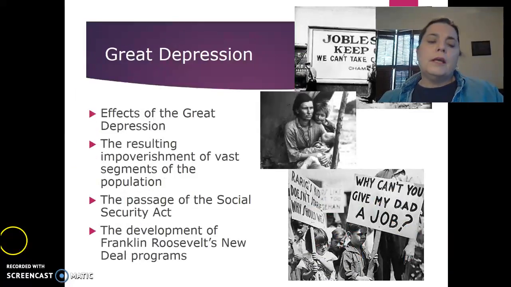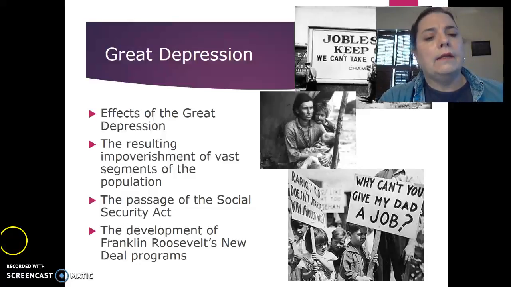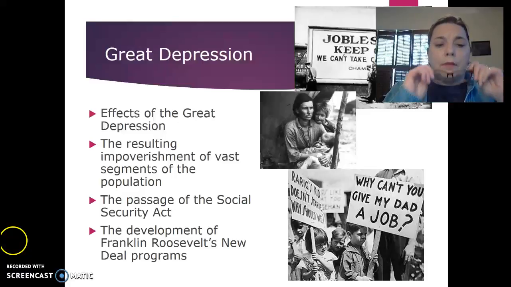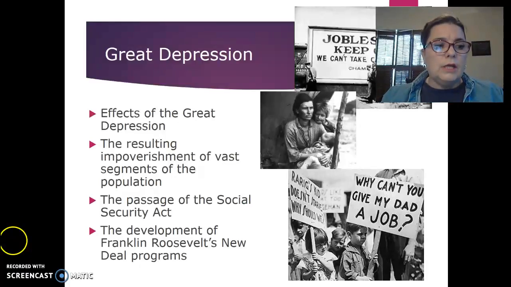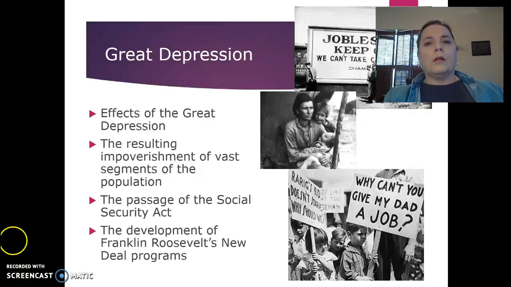Also, the Great Depression and other social movements or social occurrences. The Great Depression was the stock market crash of 1929, and it resulted in the impoverishment of vast segments of the population, which then resulted in the passage of the Social Security Act. So typically when we have a social change, it's because something has happened that caused that change. So either it's a population growth or a need for resources or something that has occurred to make that change happen.